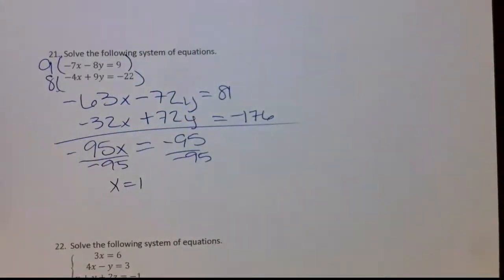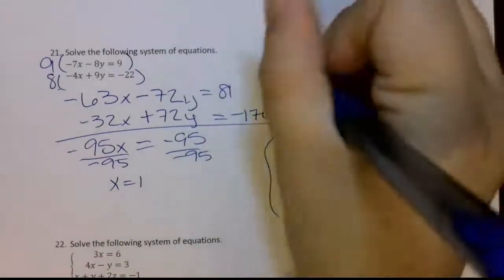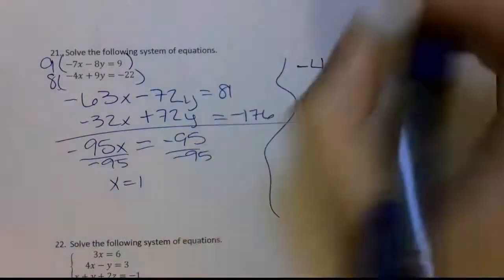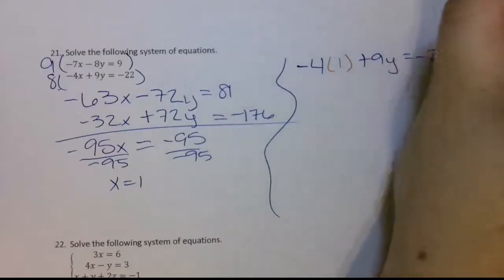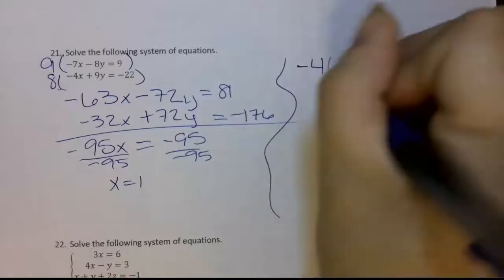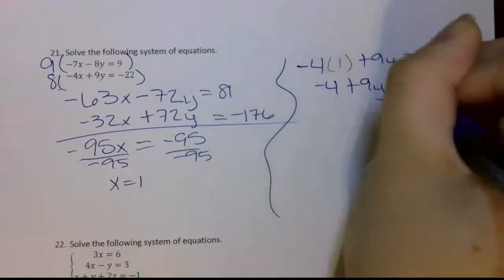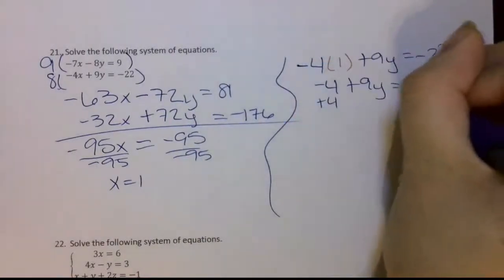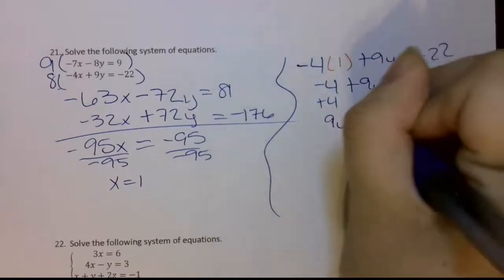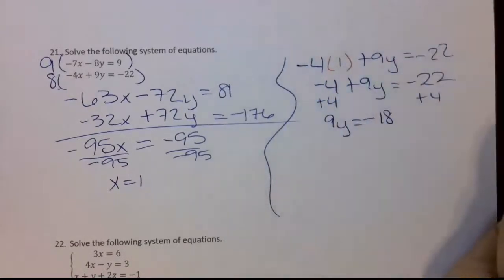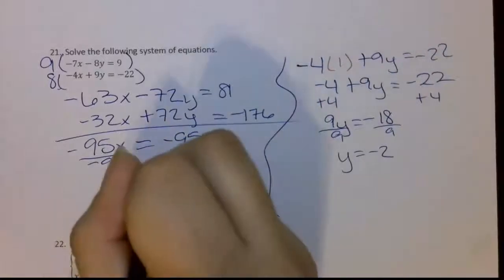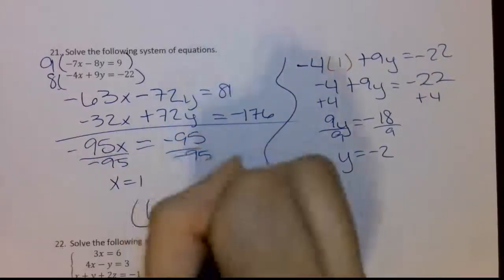Then to solve my equation, I plug back into either one. I am going to plug into the bottom one just because I like working with 4 better than I like working with 7. So I have -4 times 1 plus 9y equals -22. -4 times 1 is -4. Then I want to go ahead and add 4 to both sides. I have 9y equals -18. Divide both sides by 9, and I have y equals -2. My coordinate point is always xy, so I have 1, -2.